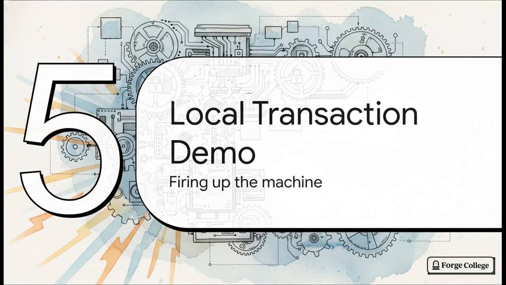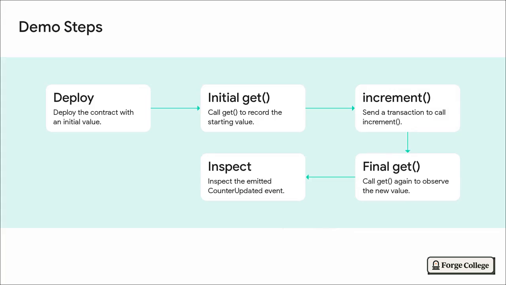Section 5. The local transaction demo. Firing up the machine. We've got our theoretical blueprints, so now let's fire up this machine locally to prove it works without accidentally blowing anything up. By running these steps on your local Hardhat node or Remix virtual machine, you can execute a totally safe test run. You deploy the contract, read the free state using get, pay some fake monopoly money gas to hit increment, check get again to see the number go up, and finally, check your logs for that alarm bell event. This sequence is exactly how you prove your code isn't just theory, it's a living, breathing machine.